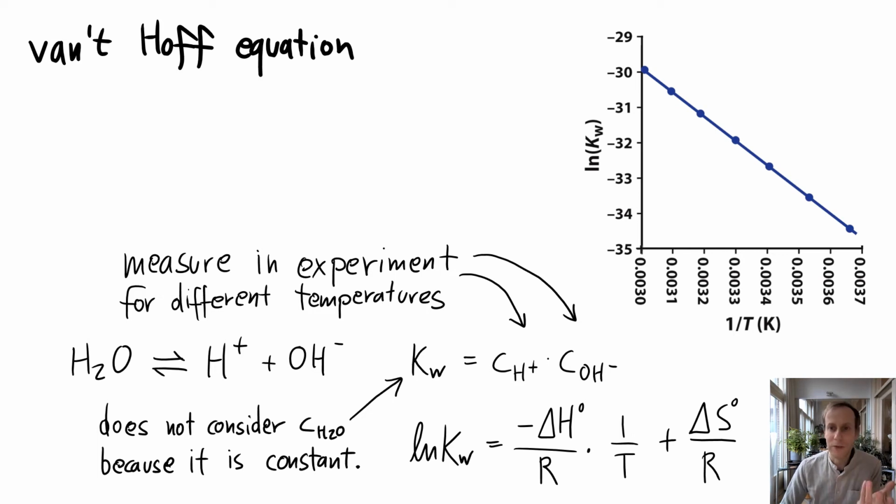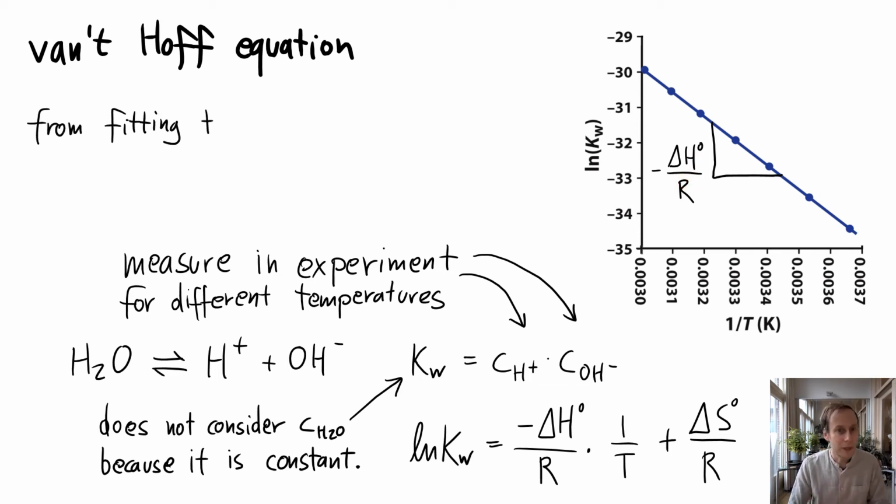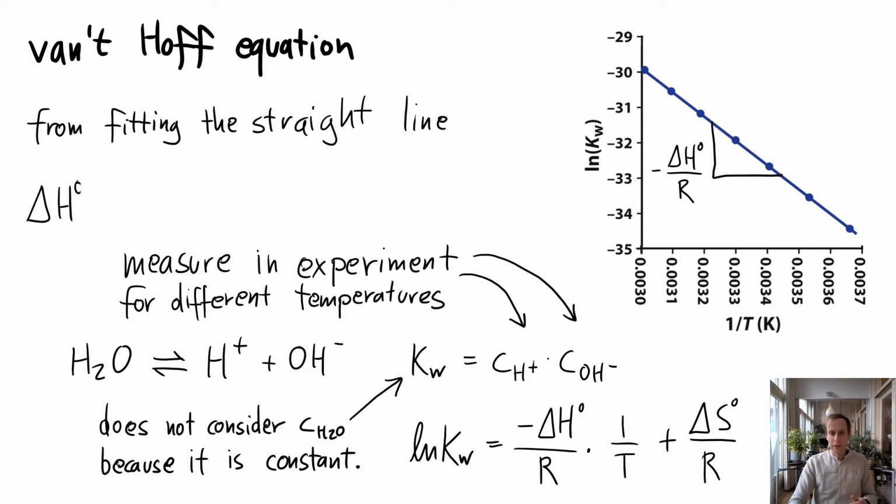So fitting this straight line here allows you to extract the slope of the line, which simply is the prefactor here, which is the negative enthalpy of reaction divided by the gas constant. So from that fit, basically, one can extract the enthalpy of reaction at standard conditions, which is in that example positive 55.9 kilojoules per mole.